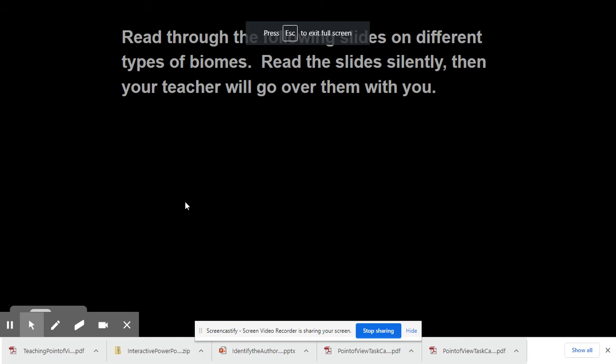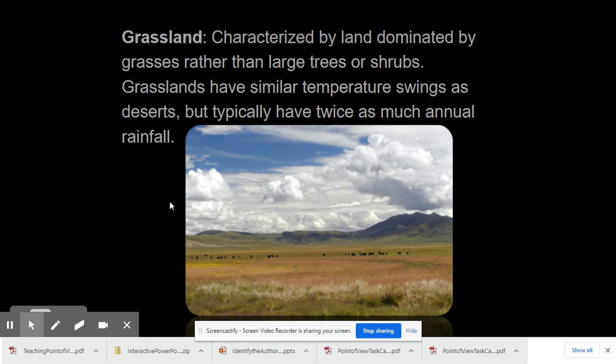All right, if we can look specifically at different biomes and look at the pictures and characteristics, and then I'm going to have you kind of silent read and go through them as well. So, what makes the grassland biome the grassland? It is characterized by land dominated by grasses rather than those large trees or shrubs. Grasslands have similar temperature swings as deserts, but typically have twice as much annual, which means yearly, rainfall.